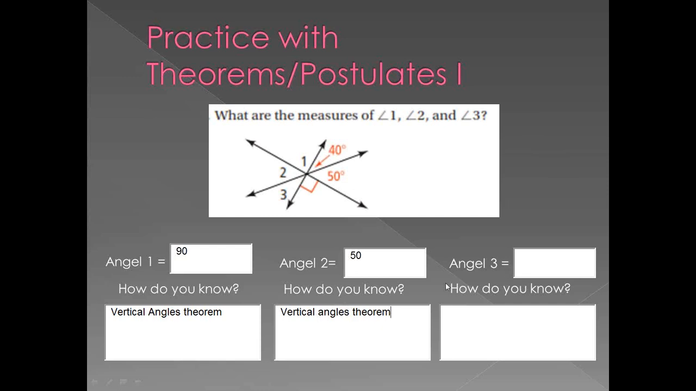All right, make sure if you don't know or you have a question, just type your question in there, okay? All right, and the last one is angle 3. Good. We're gonna use the same theorem. Look at two lines that cross each other and see which one is across from it, from angle 3.